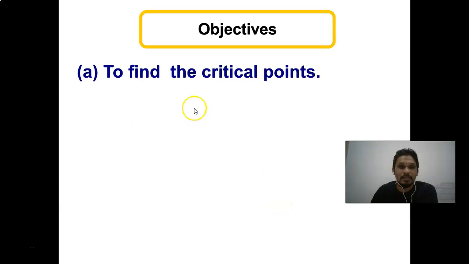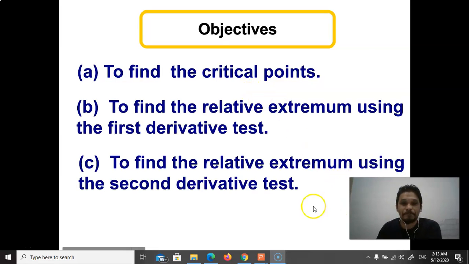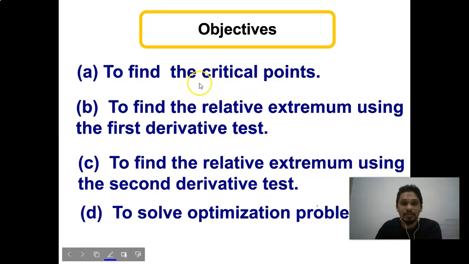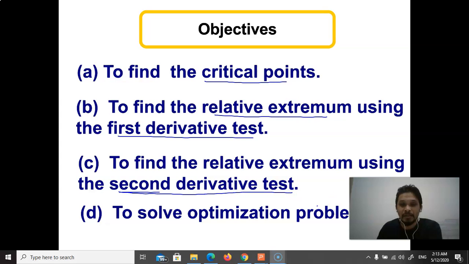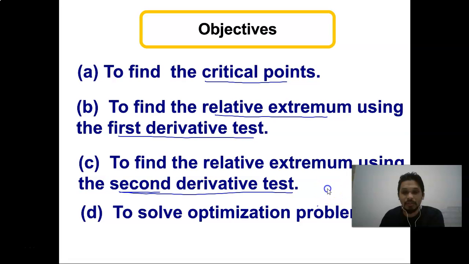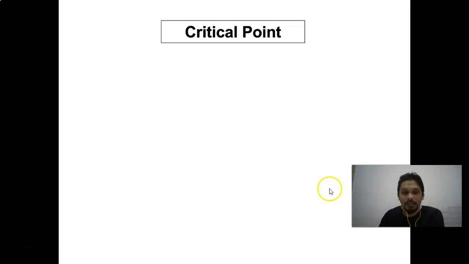Okay, so please refer to your lecture notes. We are going to focus on the critical points, to find the relative extremum using the first derivative test, and find the relative extremum using the second derivative test. For optimization problems, we're going to cover them in the second part of our lecture for chapter 10.